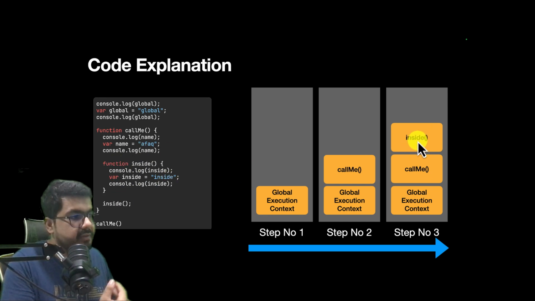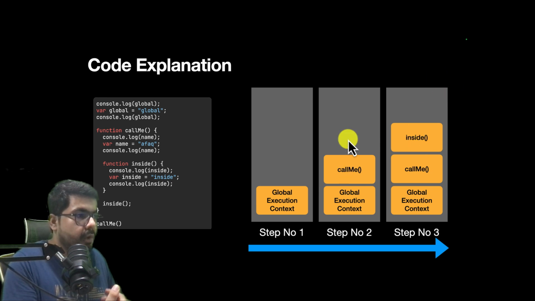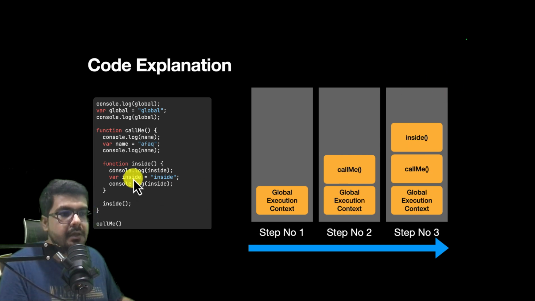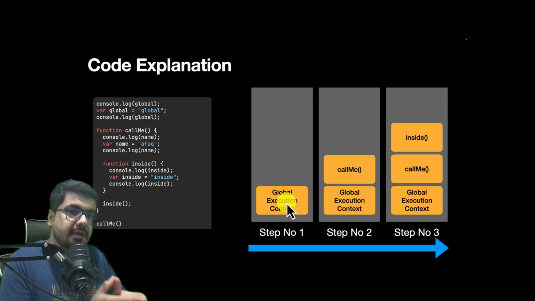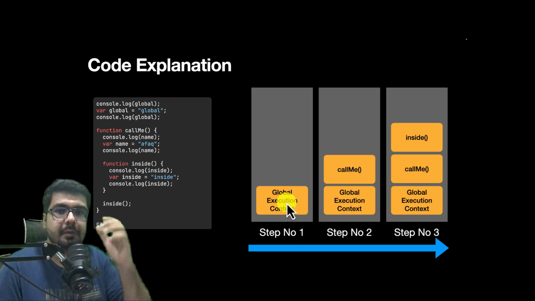And once the inside thing is done, we will just pop it off, and then the callMe will be popped off, and then finally the global execution context will be popped off, right? So what I'm trying to say is that whenever a new execution context is created, the hoisting will look for the two most loved keywords. Number one will be the var keyword, the second one will be the function keyword, right?